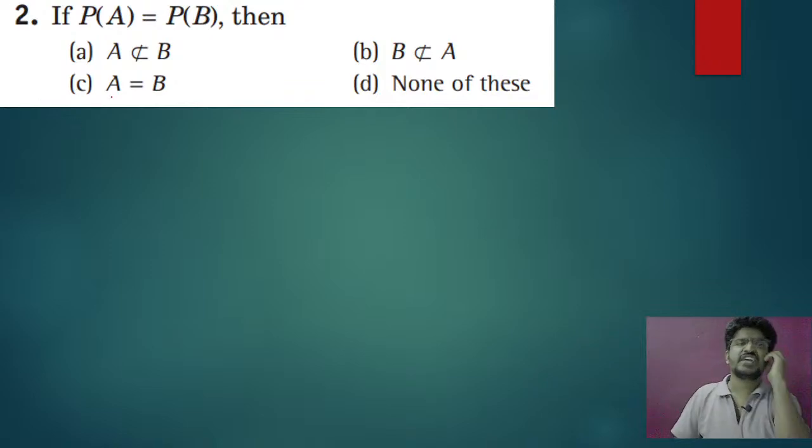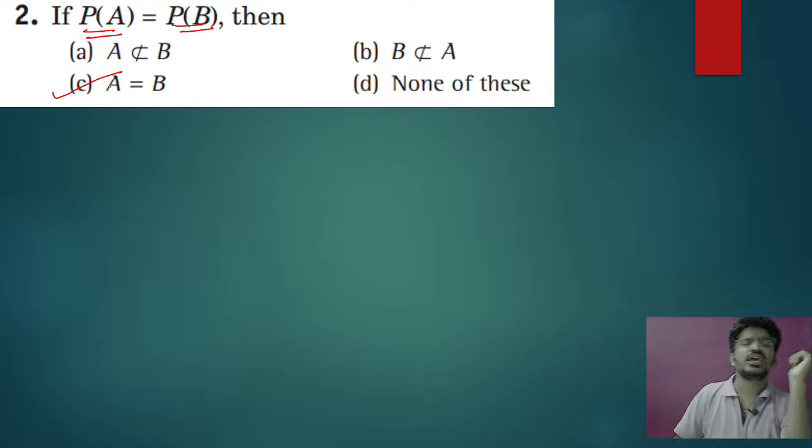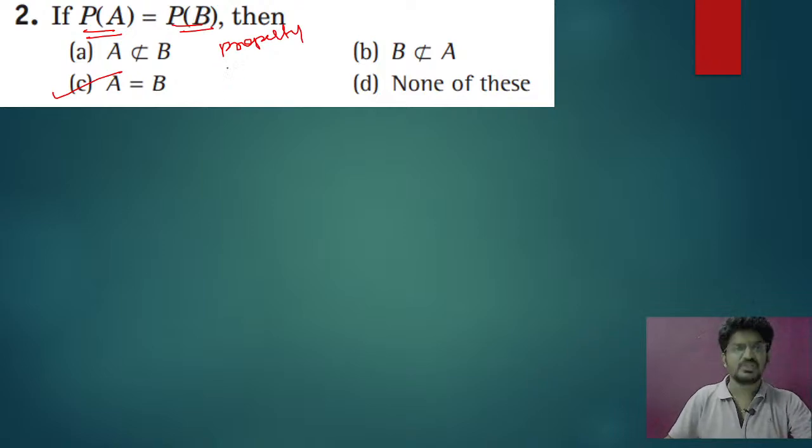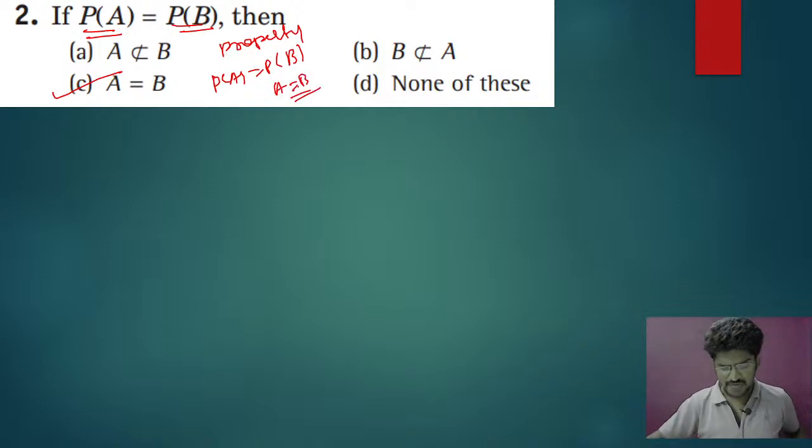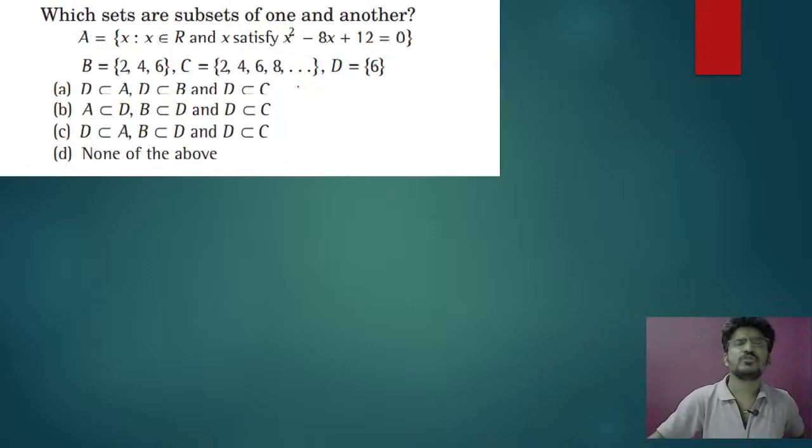So this is very straightforward. If P of A is equal to P of B, remember that A is equal to B. It is the property. Don't waste time in solving this. P of A equal to P of B means A is equal to B. You just remember it like a formula. No problem. Clear? So quickly I will go for the next problem.